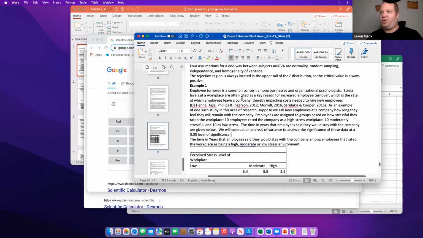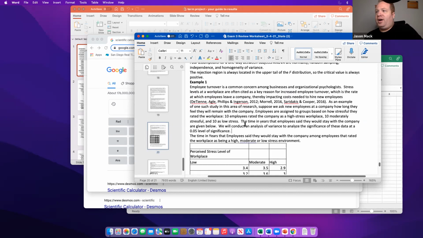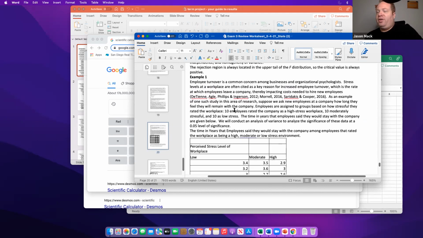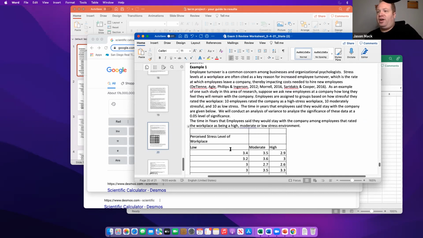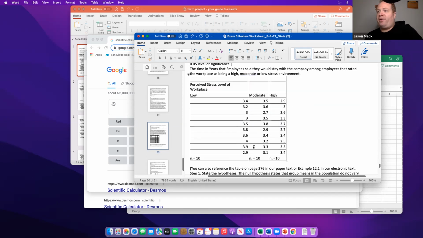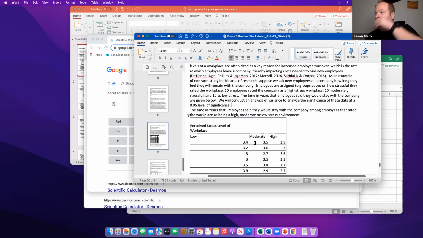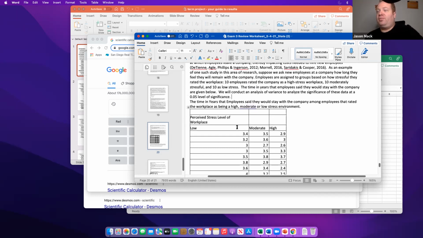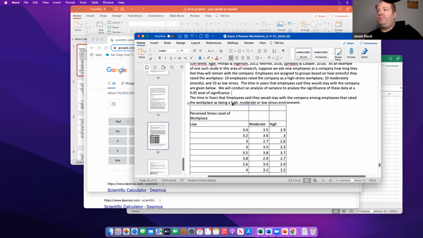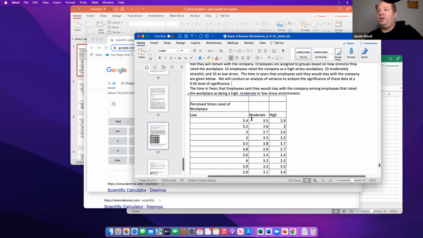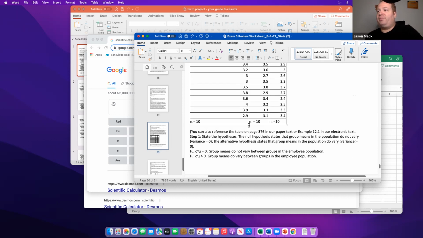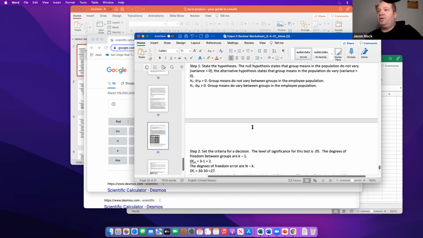So employee turnover is a concern because sometimes the leader is not that great, okay? As an example, we asked new employees how long they'll remain with the company, and they said their level of stress was low, moderate, or high. The time in years they said they would stay with the company is given below, among employees that rated the workplace as a high, moderate, or low stress environment.